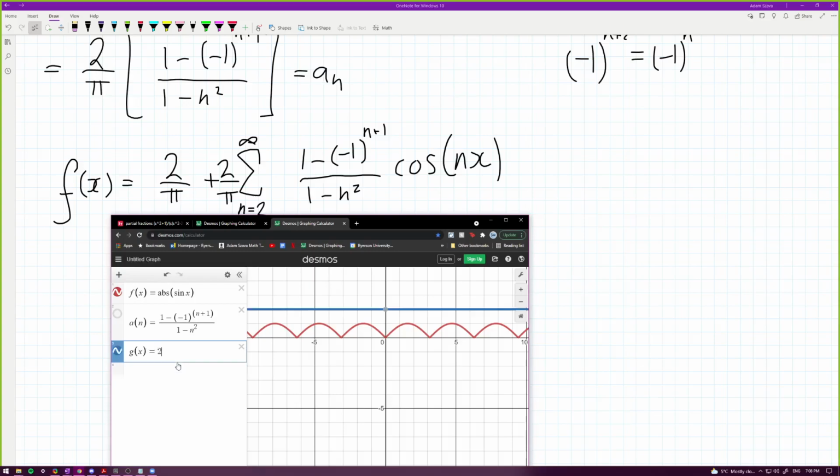g of x equals 2 over pi plus 2 over pi times, and then I just say a of 2 cosine of 2x, already good. A of 3 cosine of 3x, and I'll just go that far. You can add as many terms as you want there.